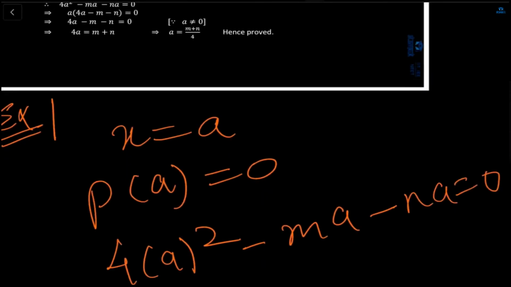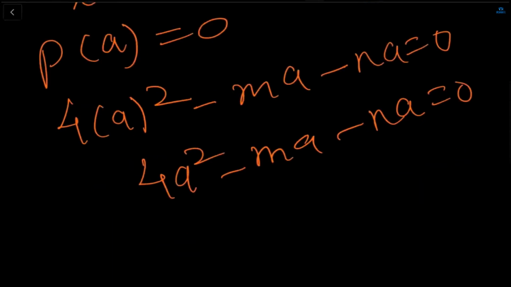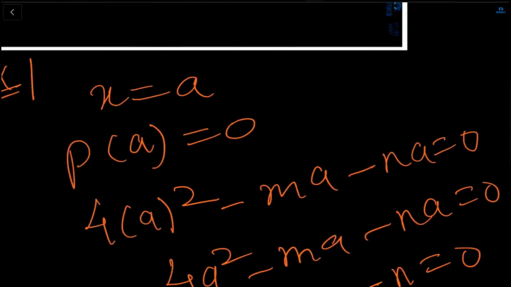So from here, what you got? 4a square minus ma minus na is equal to 0. If you take a common, it will be a(4a minus m minus n) is equal to 0. So a will be equal to (m plus n) by 4. And I think you have proved it: a is equal to (m plus n) by 4.